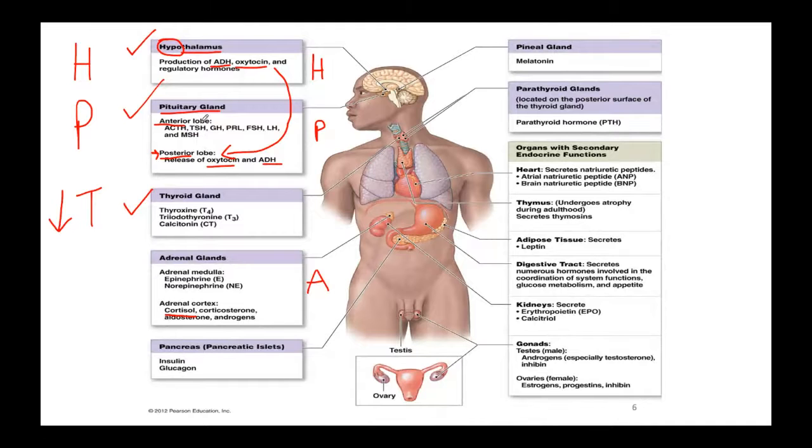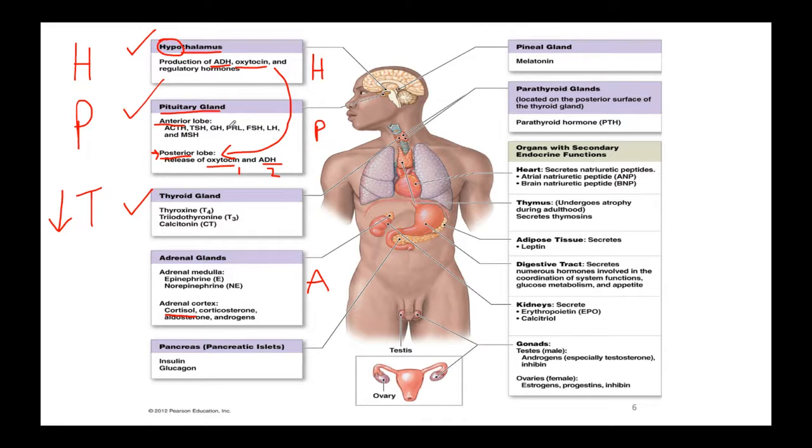The anterior lobe, you could see that it releases quite a few hormones, whereas the posterior lobe only releases 1 and 2 hormones. So what are some of the hormones that are released by the anterior lobe? We have ACTH, which is adrenocorticotropic hormone. We have TSH, thyroid stimulating hormone. We have GH, growth hormone.